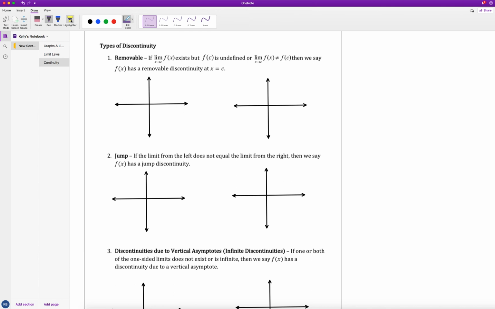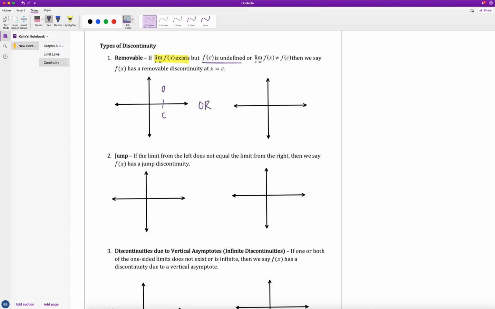So this happens when the limit as x approaches c of f of x exists. So what that means, the left-hand limit equals the right-hand limit, but either f of c is undefined or that function value exists but just isn't equal to the limit. So let's go ahead and draw a graph for both of these so that we can see what they're looking like. So I'm going to do the first case where f of c is undefined in purple on the left-hand side here.